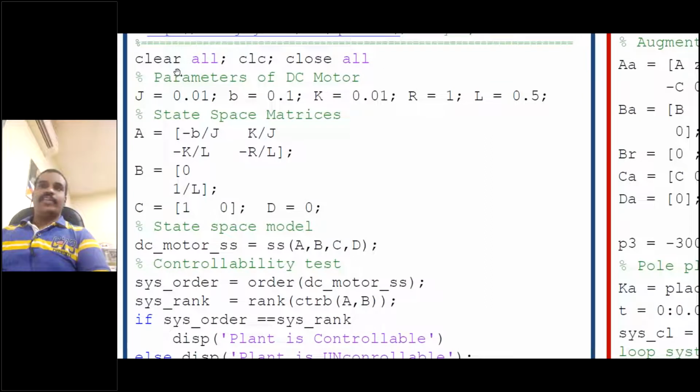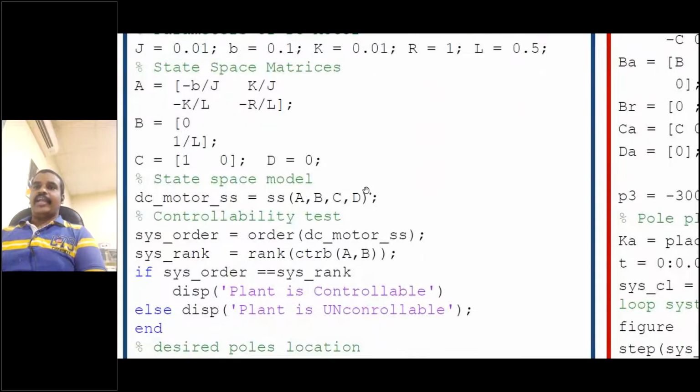Okay, so clear all will clear all the variables from the workspace. CLC will clear the screen. Close all will close all the figures. These are the parameters of the DC motor which we need. And these are the state space matrices A, B, C, and D. This is the way to represent minus b by J, K by J, and so on. And the state space model, DC underscore motor underscore SS. If I want to combine A, B, C, D in a particular variable, which I'm calling DC motor SS, that is nothing but ss, state space of A, comma B, comma C, comma D.